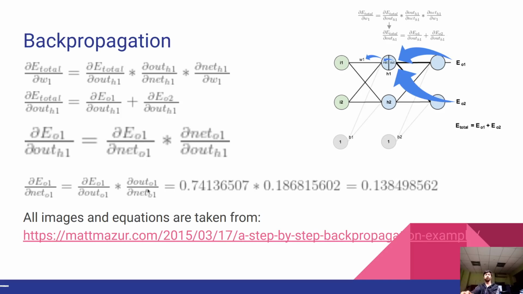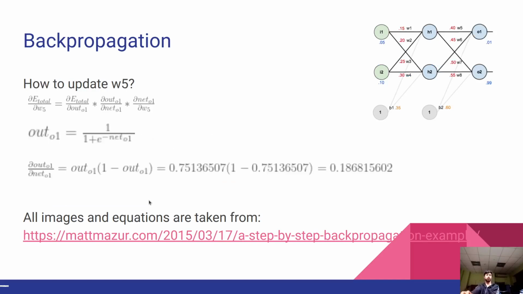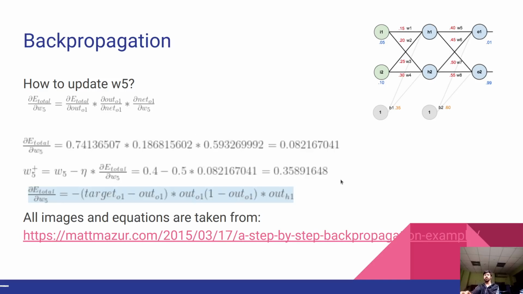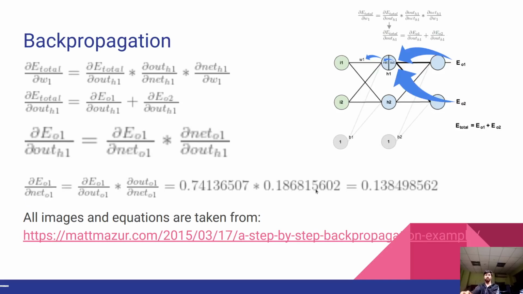Again, we have calculated out O1 with respect to net O1. Let us just find it. This is 1.1868. Again, we are just putting the values here, so we got 0.1384. So, this is EO1 with respect to net O1. Net O1 is here, before activation. Okay, so we got this.